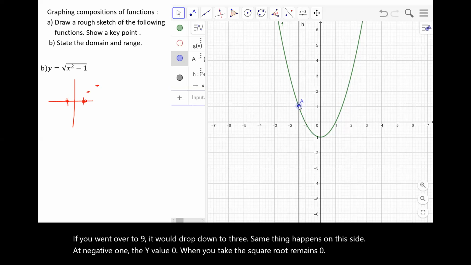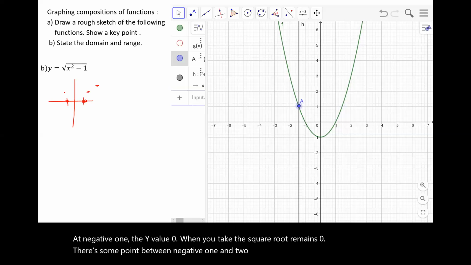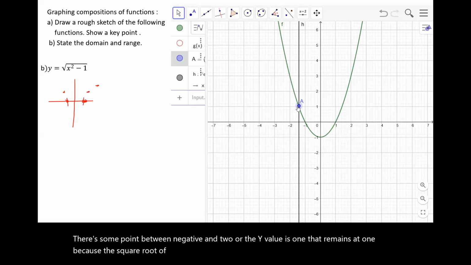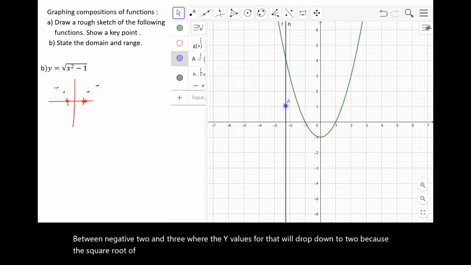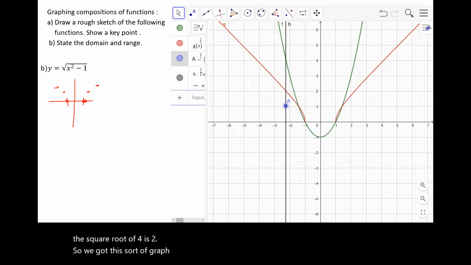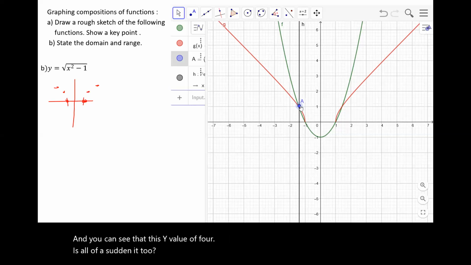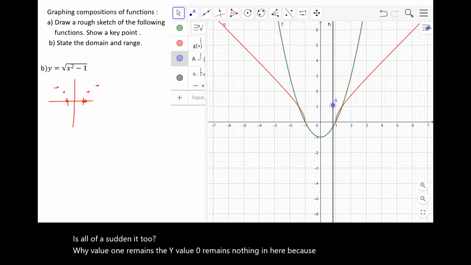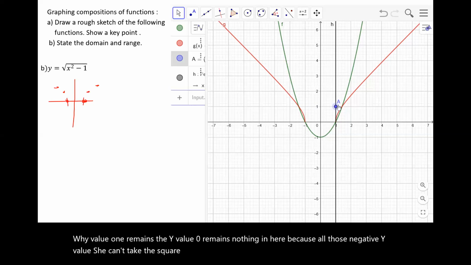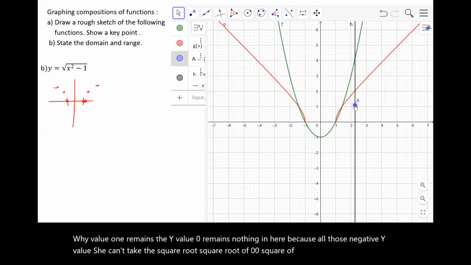There's some point between -1 and 2 where the y value is 1. That remains at 1 because the square root of 1 is 1. There's some value between -2 and 3 where the y value is 4. That'll drop down to 2 because the square root of 4 is 2. So we get this sort of graph. Better version is this one. And you can see that this y value of 4 is all of a sudden at 2. The y value at 1 remains, the y value at 0 remains. Nothing in here because all those negative y values, you can't take the square root. Square root of 0 is 0, square root of 1 is 1, square root of 4 is 2.